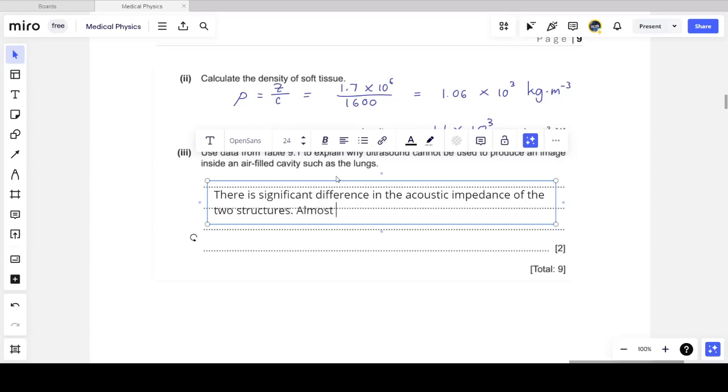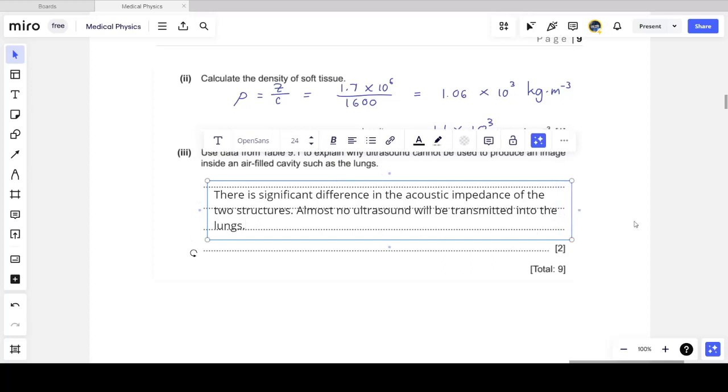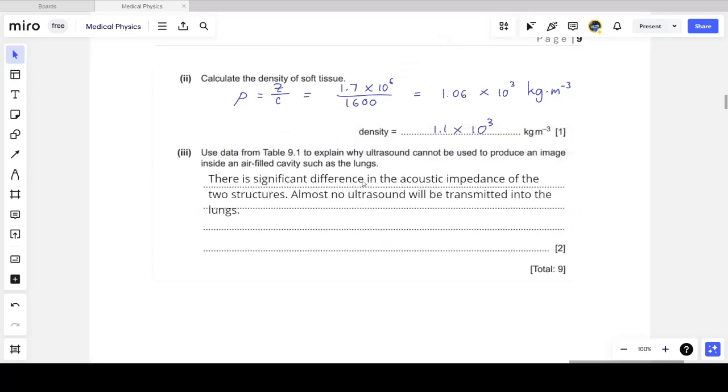So what this means is hardly any ultrasound is actually transmitted into the lungs themselves. So almost no ultrasound will be transmitted into the lungs, and that's sufficient wording for the answer. Obviously we require reflections to be able to image inside the body, but if we aren't getting any wave transmitted, there's definitely going to be even less reflected, if anything. And so ultrasounds don't work very well for air-filled cavities for that reason.